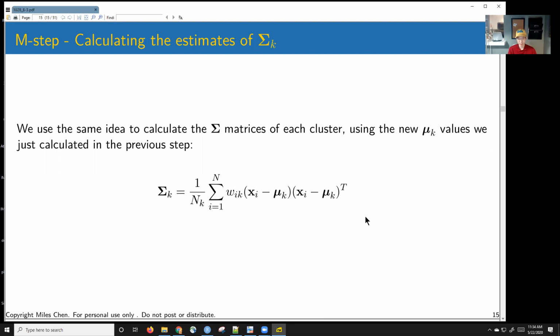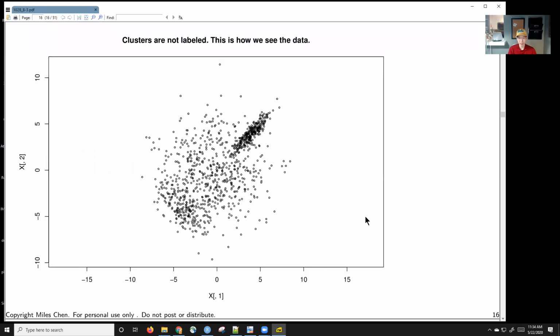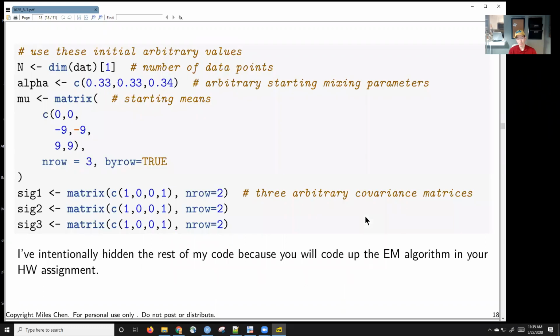And so let's take a look. Here is our data, not labeled. This is how we see it. And once again, these are the true assignments because we generated the data, and so we know exactly which component each observation came from. But of course, in real life, that is unknown to us. We don't get to know. But this is where they came from.